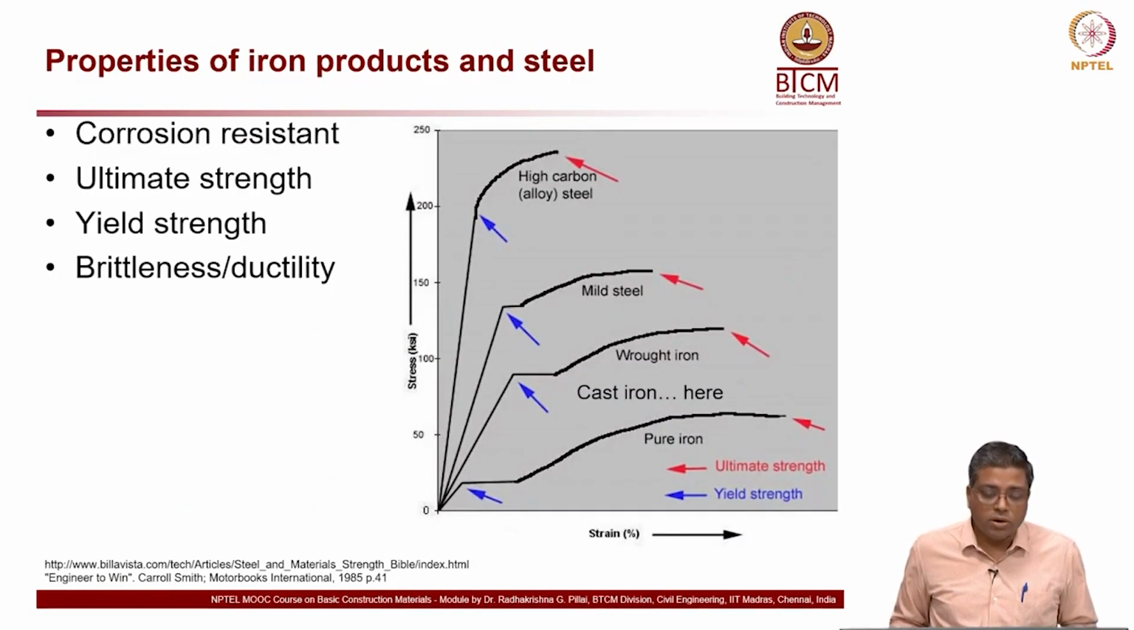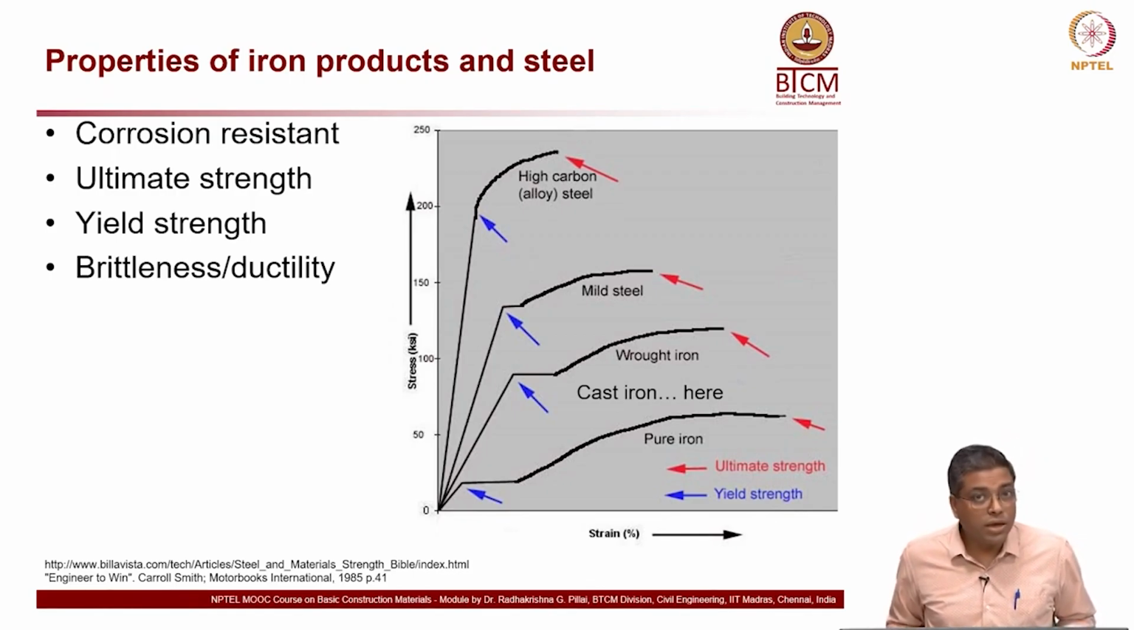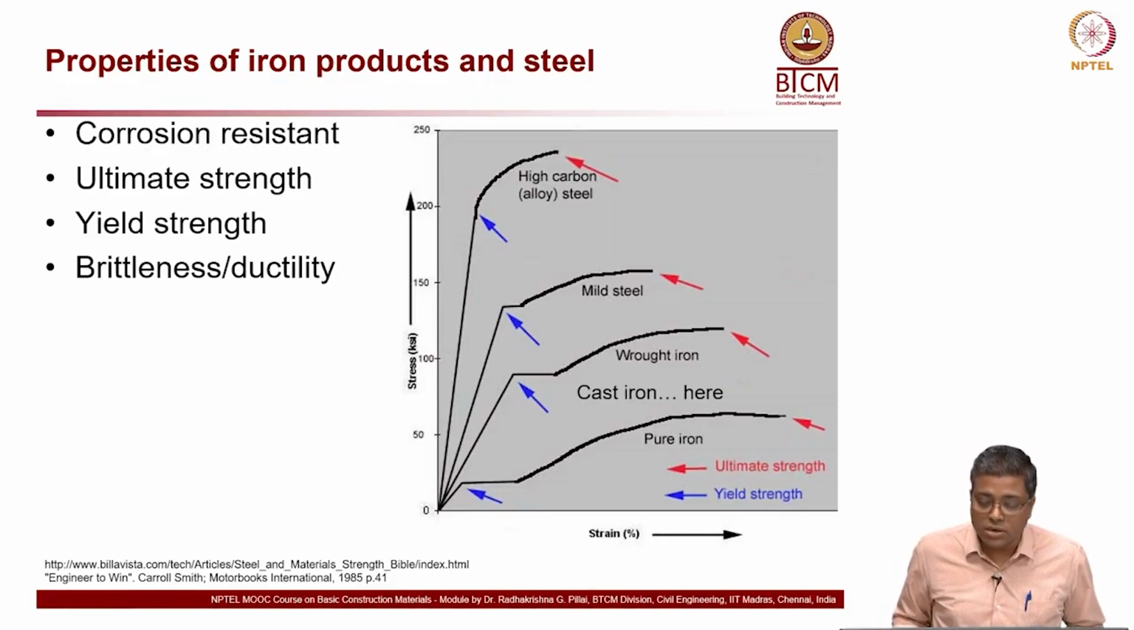Now, properties of these different iron and iron products and steel, let us look at corrosion resistance. Of course, cast iron, wrought iron, etc. have higher corrosion resistance than the steel, just because of the energy consumption. I already discussed that. And then ultimate strength, of course, steel will have much higher strength as compared to other products, but let us look at this graph here.